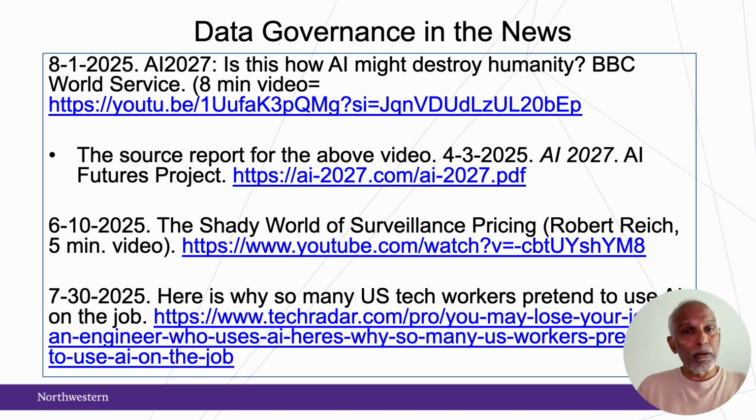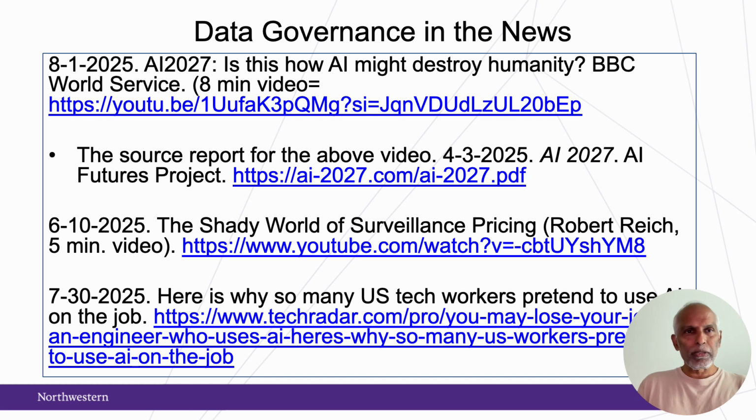There are two documents here in this slide and two videos. These are shorter compared to the previous ones. The two videos are on the following topics. The latest one, published 2 days back: Is this how AI might destroy humanity? BBC World Service, YouTube, 8-minute video. And the other one, published 2 months back: Shady World of Surveillance Pricing. Both are shorter videos.